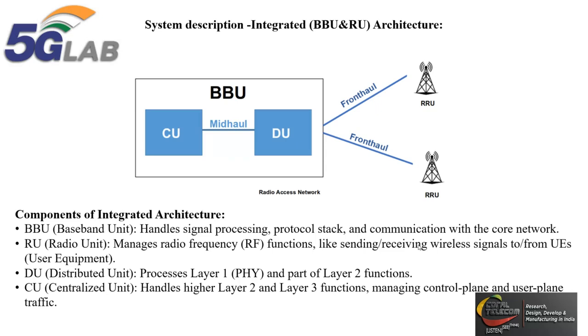And then there is the central unit. It handles all the layer 2 and layer 3 functionality of the 5G radio. All protocol implementation or application type of implementation is done in the centralized unit. It is responsible for managing control plane data and user plane traffic.